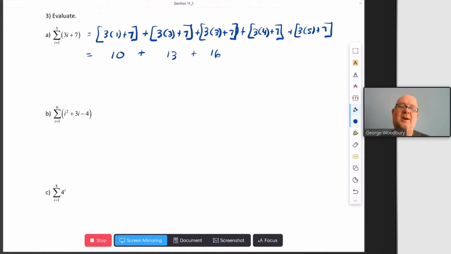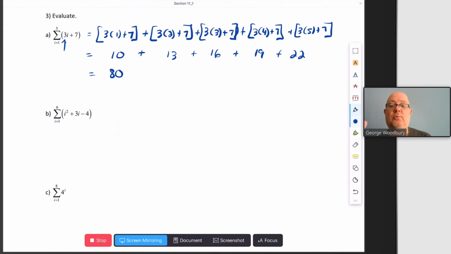And if you notice, these terms just keep increasing by 3. That's all because of the 3 there. The 7's part of each one, but what goes up as i goes up is 3 times i. Let's see, we've got 19 and 22, and when we add those together, we get 80. So that series, that finite sum, is equal to 80.